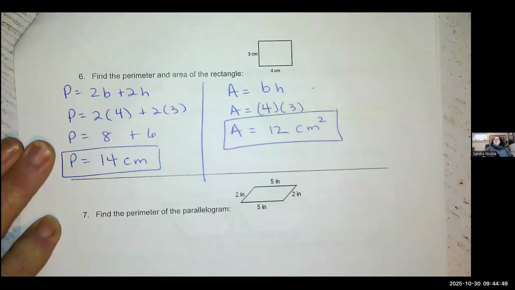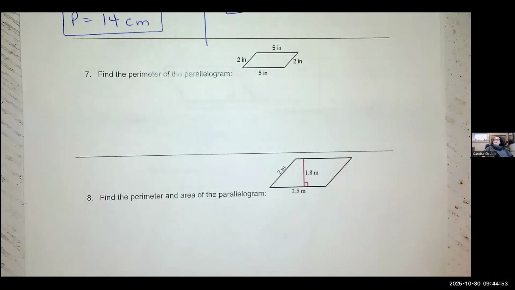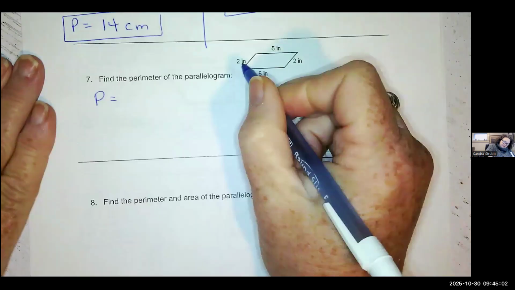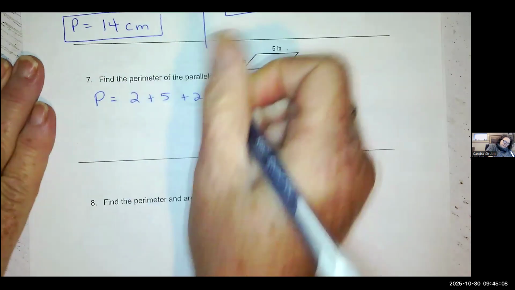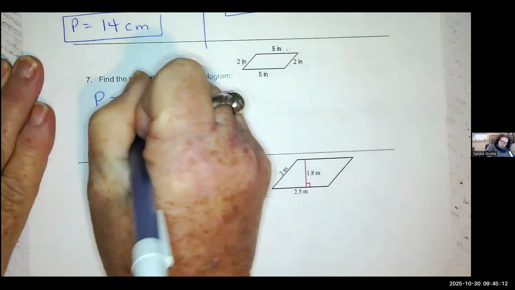Now we have a parallelogram. Now I've already given you all the sides. You can just add them all up for the perimeter. And that's all we're doing for this one. 2 plus 5 plus 2 plus 5. 7, 14. Make sure you add your unit.